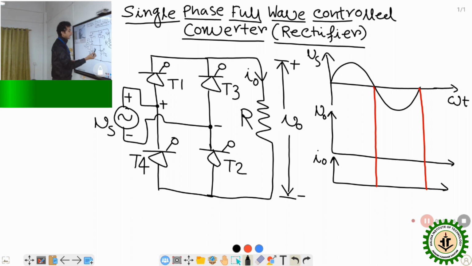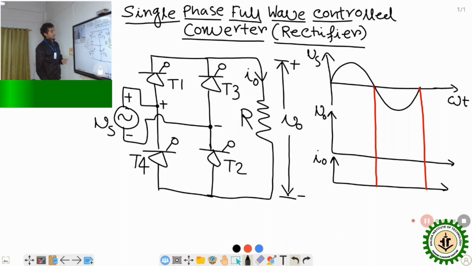What about this leg? Negative is connected with the anode of thyristor T3. So that means T3 is reverse biased, whereas negative is connected with the cathode of thyristor T2. That means thyristor T2 is forward biased. So in the positive half cycle, if this is plus and minus, then T1 and T2 are forward biased, and T3 and T4 are reverse biased.